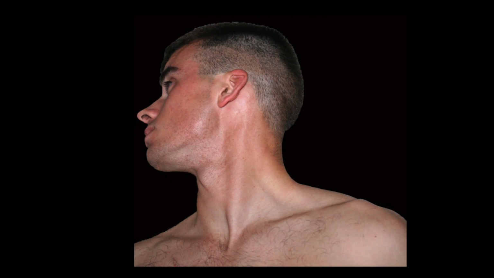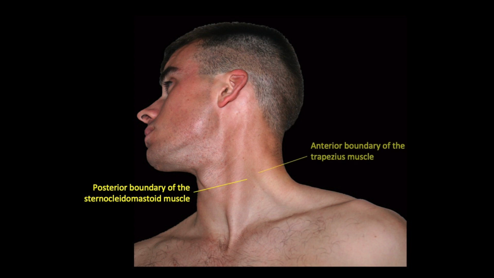The boundaries of the posterior triangle of the neck include the posterior boundary of the sternocleidomastoid, the anterior boundary of the trapezius muscle, and the clavicle. Let's start the dissection of the posterior triangle of the neck.